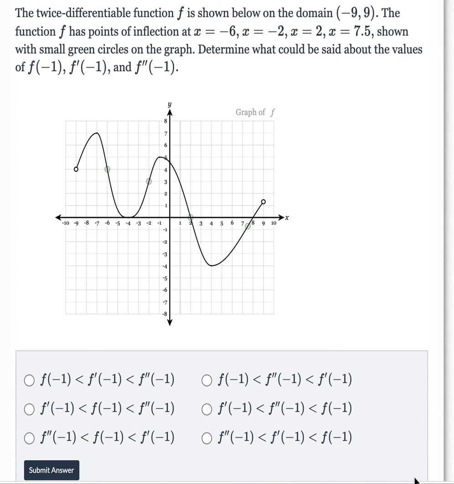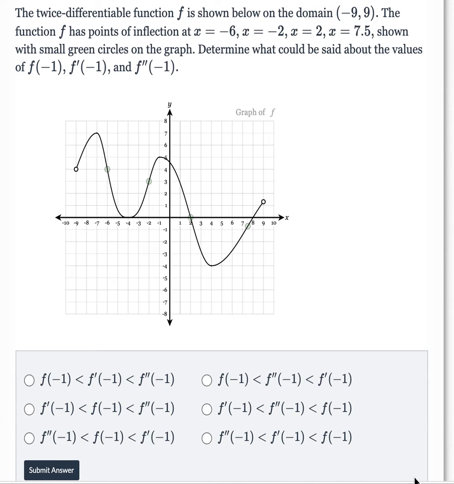Well, this one really is going to test your knowledge of notation, right? So twice differentiable function just means you can take the first derivative and the second derivative. It's on the interval between -9 and 9. It has inflection points. So similar to the last example, they are telling you where the graph changes concavity at -6, -2, 2, and 7.5. Determine what could be said about the values.